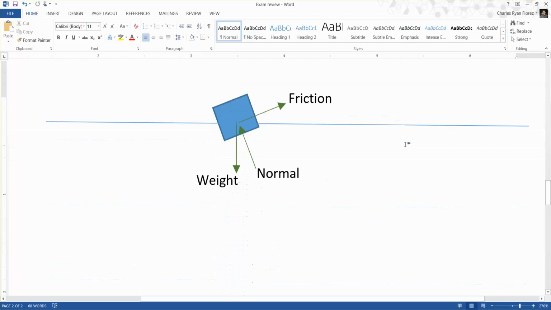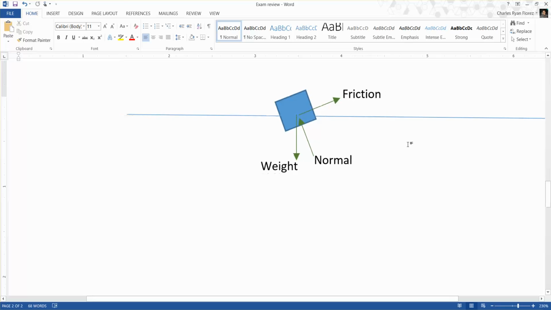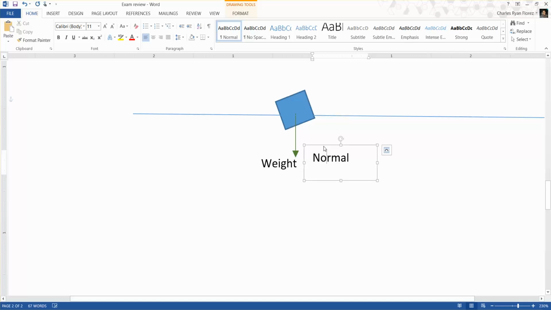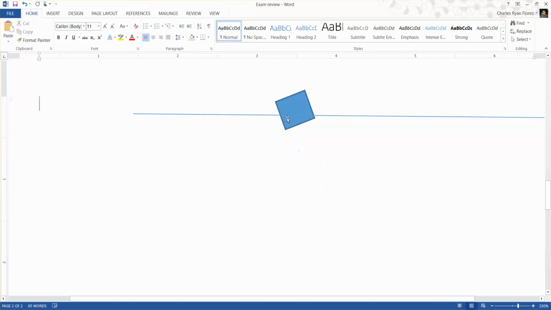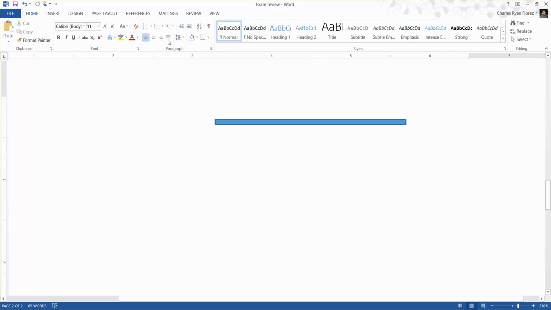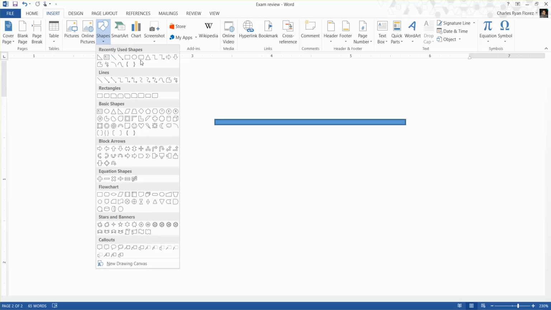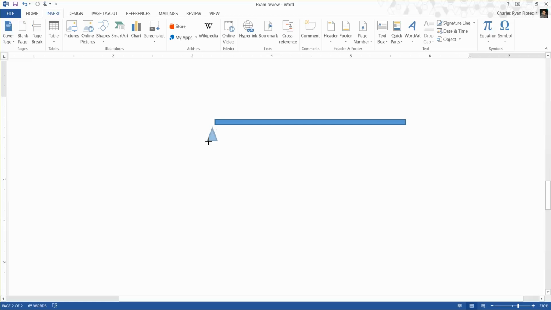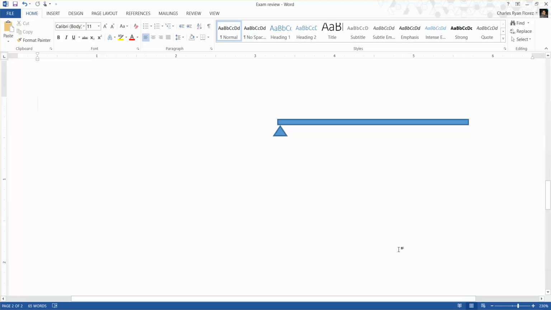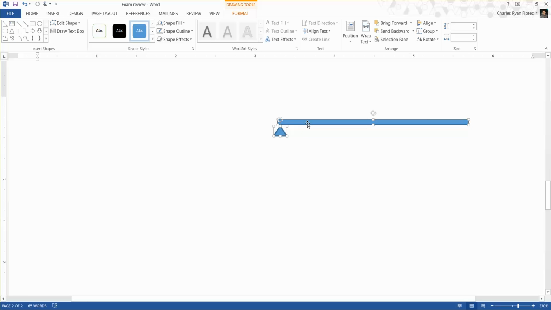Okay, so one more thing. As far as beams go, you may have a beam. I don't know if you'll have it in the exam, but you might have something like this, to where you'll have a beam.